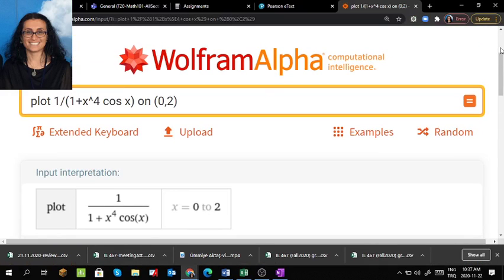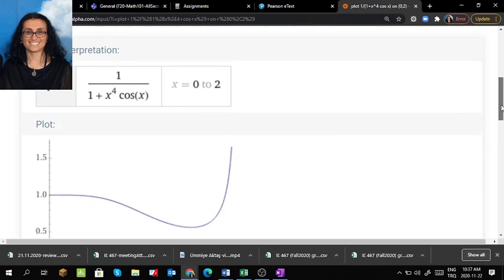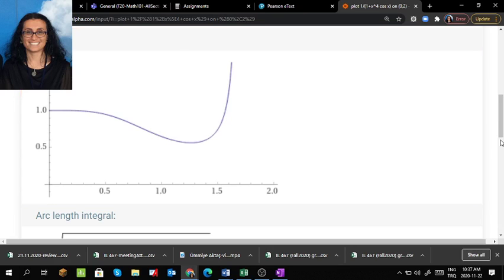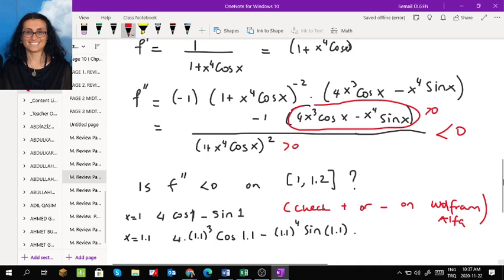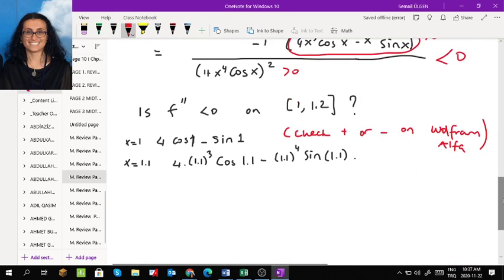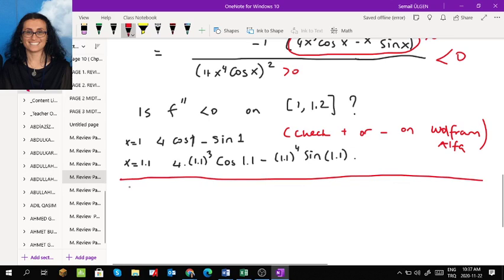If you draw this plot, 1 over 1 plus x to the 4 cosine x, which is f prime on 0 to 2, you're going to see it's a decreasing function between 1 and 1.2. Look, it's a decreasing function here until here. Since it's a decreasing function, it's going to take its maximum at 1, and it's going to take its minimum at 1.2.